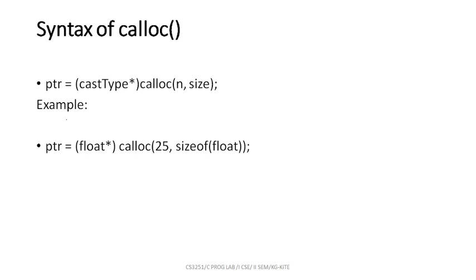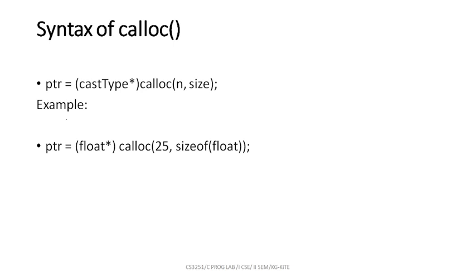The next function is the calloc function. Calloc stands for contiguous allocation, and this function differs from malloc in the way in which it allocates memory.